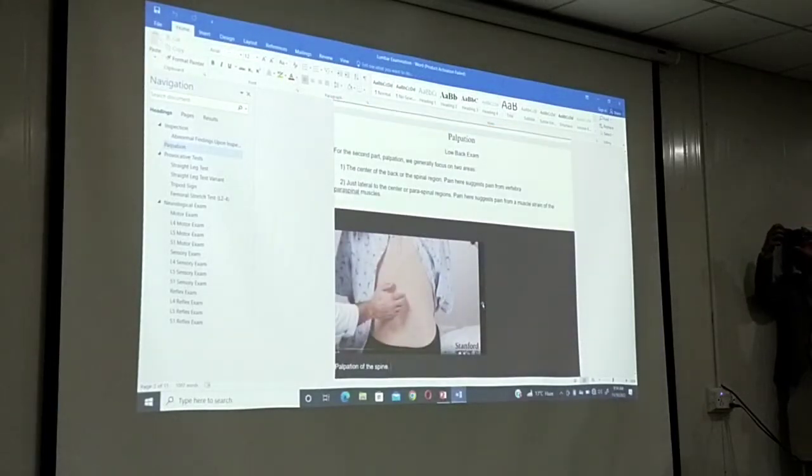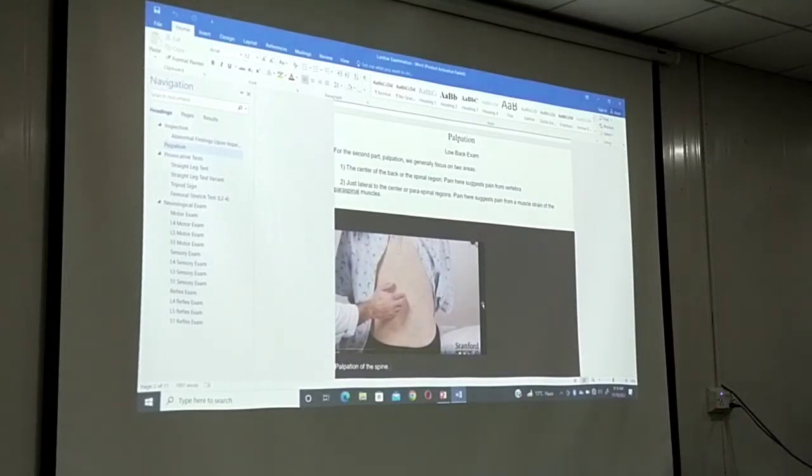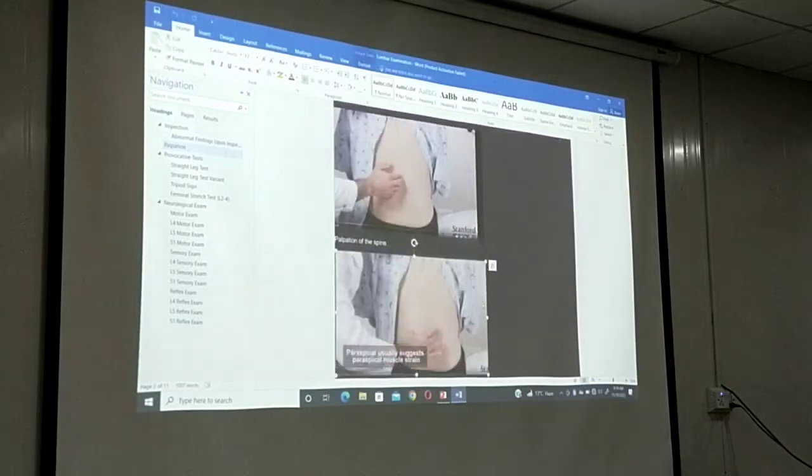Palpation is very important. In the center of the back, the spinal region, pain here suggests pain from the vertebrae. Just lateral to the center, in the paraspinal regions, pain here suggests pain from muscle strain of the paraspinal muscles.